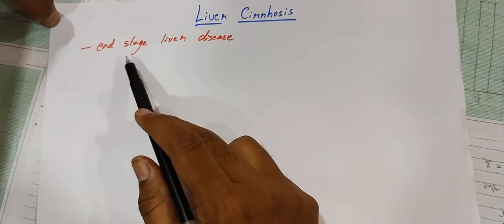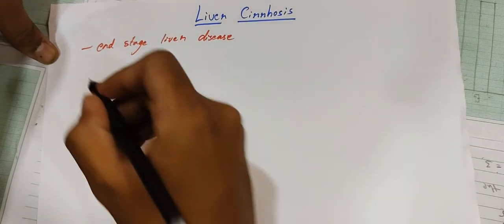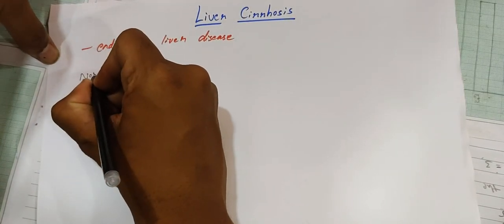What is liver cirrhosis? It is an end stage liver disease. Okay. Now let us learn about the normal liver.